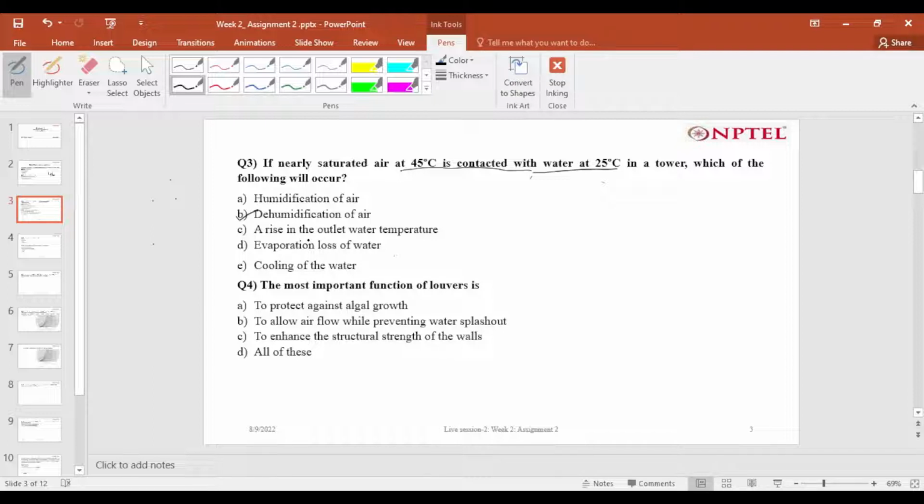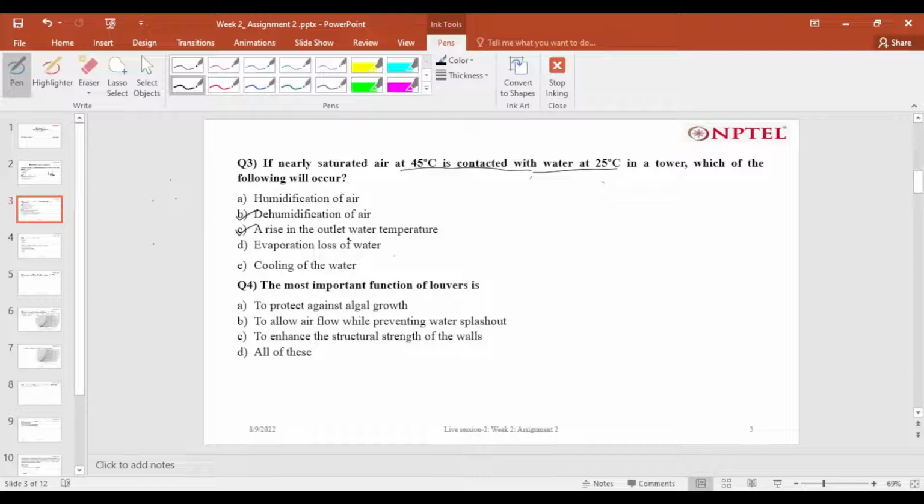And also a rise in the outlet water temperature. The air is at 45 degrees Celsius, contacted with water at 25, which is the inlet. If you contact it with 45 degrees Celsius air, the outlet temperature of water increases. Am I right? All of it clear? The evaporation loss of water does not occur, because it is already cold water. The cooling of water is not applicable, as it is already cold water.